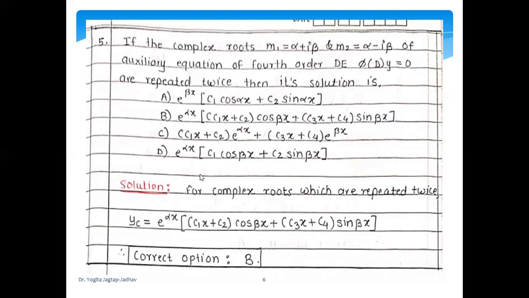As we know, by using case number 4 of finding the complementary function, we have complex roots which are repeated twice. Therefore, the complementary function is given by yc equal to e raised to alpha x times (c1x plus c2) cos of beta x plus (c3x plus c4) sin of beta x, where alpha is the real part and beta is the imaginary part of the given complex roots. Therefore, the correct option is B.